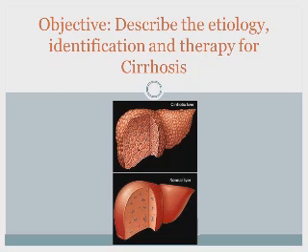The objective here is to describe the etiology, identification, and therapy for cirrhosis. Cirrhosis is defined as a diffuse disorganization of normal hepatic structure by extensive fibrosis associated with regenerative nodules. If you look at the picture here in the first slide, you can see a cirrhotic liver compared to a normal liver. If you look at the cirrhotic liver, you can see the nodules as described in the definition, as well as the fibrotic scarring.